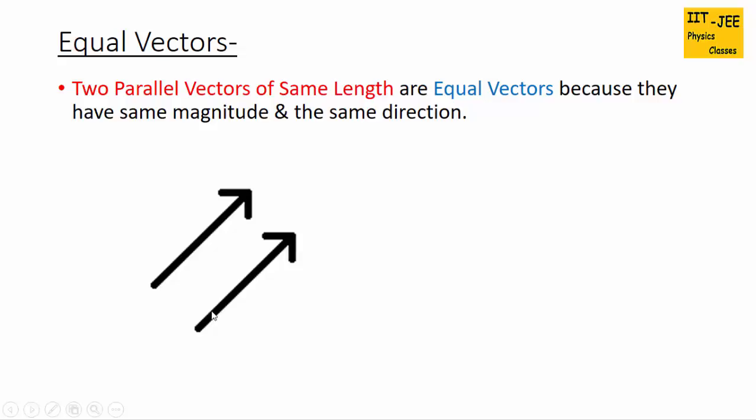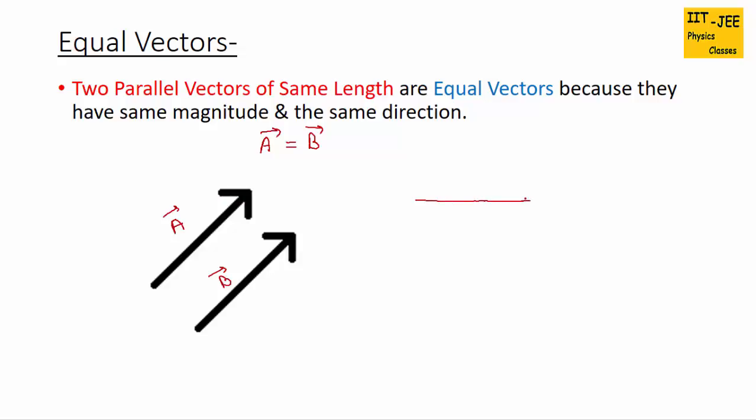So here you can see these are two vectors which are parallel to each other. Suppose first is vector A and second one is vector B. Then vector A would equal to vector B because these two vectors have same length and also the same direction.